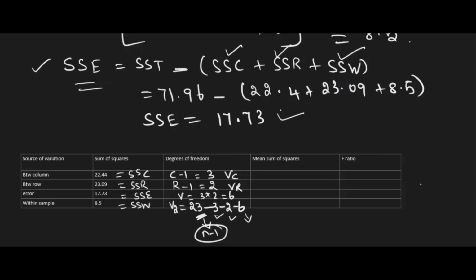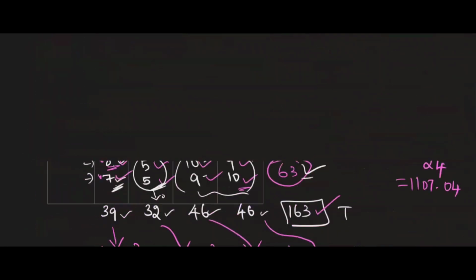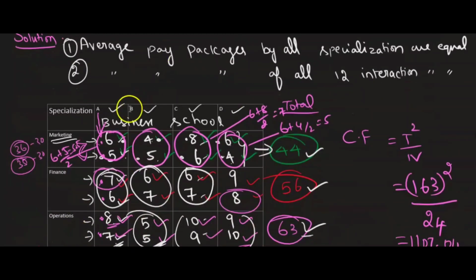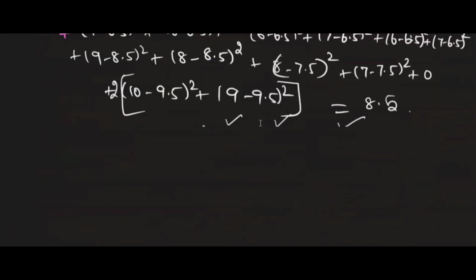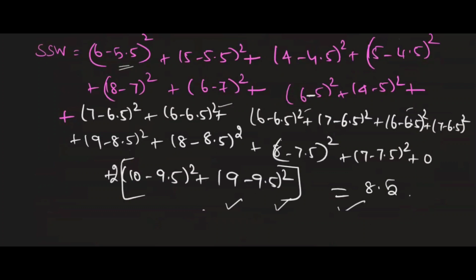After writing all those things, for the mean sum of squares, always we will divide the values by the degrees of freedom. So we are dividing this 22.04 divided by 3, because this is from here. Column minus 1, how many columns we have? Schools, 4 schools we have. A, B, C, D. 4 columns we have. So 4 minus 1, which is 3. That we are solving.